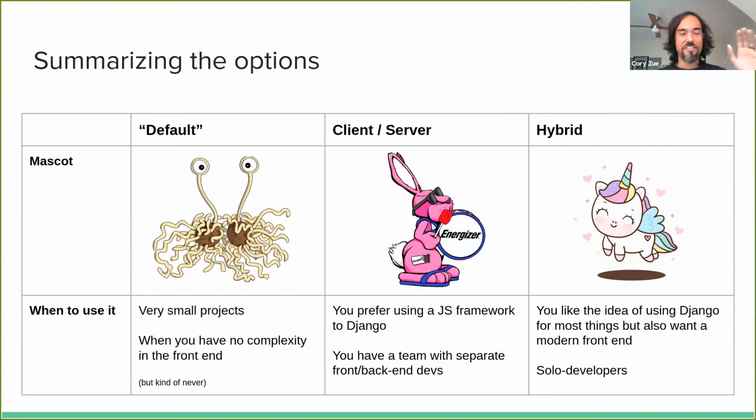The first one can work really well for super small projects, but kind of never. If you're going to do anything on the front end, you might as well go through the effort of getting into a hybrid world. The client server one I think is great if you love JavaScript frameworks, or if you have this team structure where your front end and back end developers are separated. And the third one I find is really nice for people like me who love Django, want to use Django, but also want to do complex stuff on the front end sometimes. And I think it works really well for solo developers as well, where you move from the front end to the back end and you're kind of owning the whole stack.